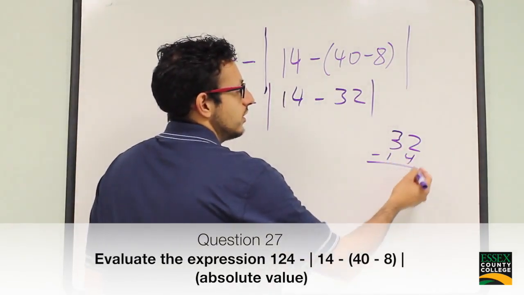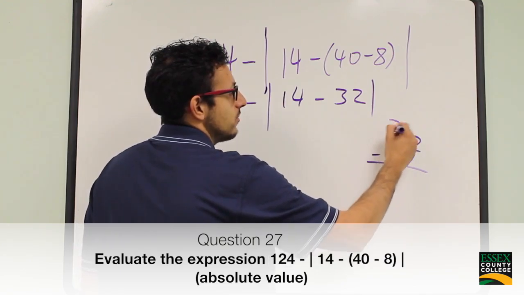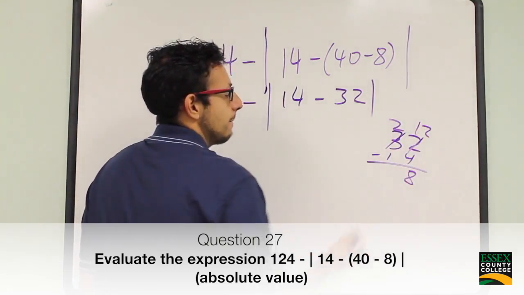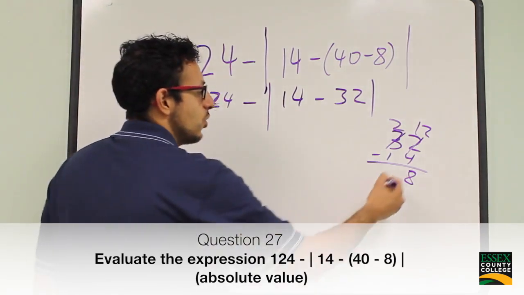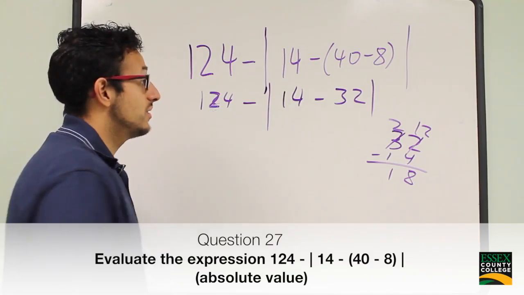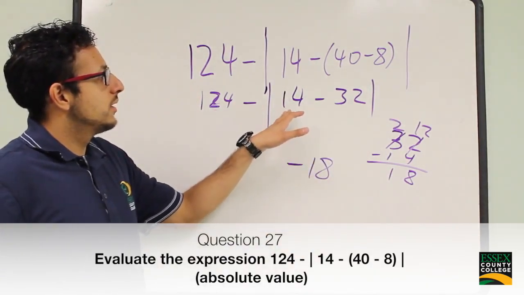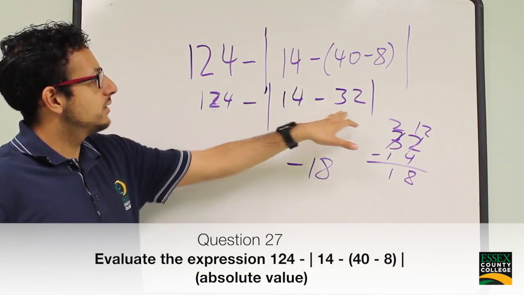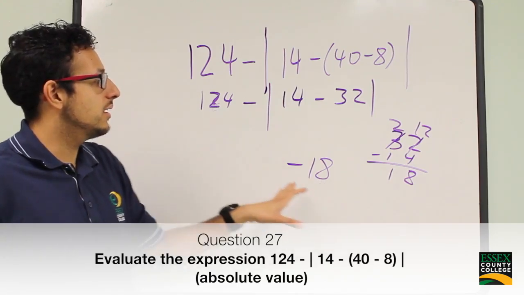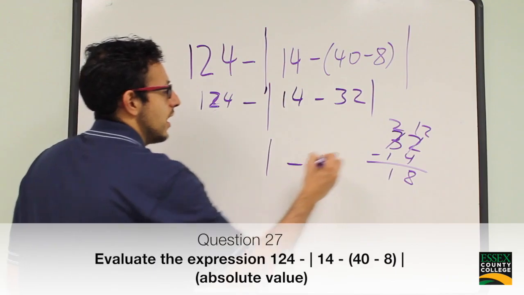So 32 minus 14: 2 minus 4 we can't do, so we have to borrow from 3. So this becomes 2 and this becomes 12. 12 minus 4 is 8. 2 minus 1 is 1. Therefore 14 minus 32 is going to be negative 18, because we know that 14 minus 32 has to be a negative number. So when we do 32 minus 14 we get 18, and we know this answer is going to be negative 18.